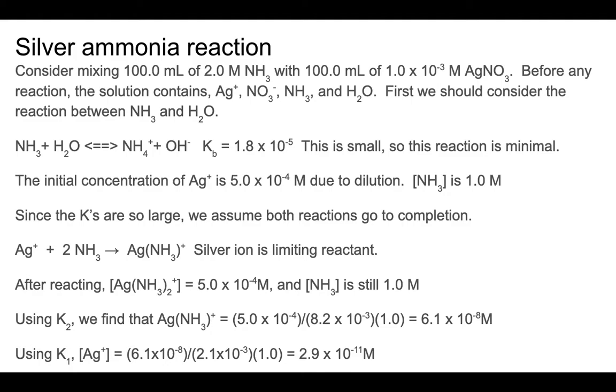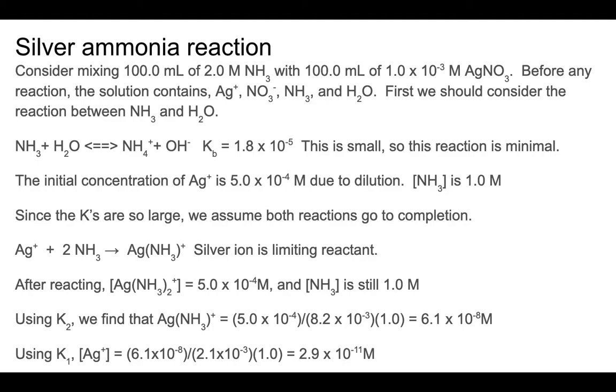Now we look at the initial concentrations. Because 100 milliliters is added to 100 milliliters, both volumes have been doubled and both molarities are cut in half. So the silver ion is not 1 times 10 minus 3, it's 5.0 times 10 minus 4 molar due to dilution, and the ammonia is not 2 molar, it's 1 molar due to dilution. So those are our initial concentrations of silver plus ammonia before the complexing coordination compound forms.